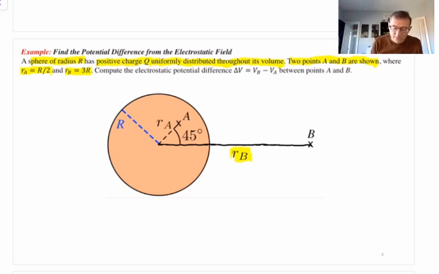Here's what we need to do. Compute the electrostatic potential difference, delta V, equal to VB minus VA. Note the order. Find that potential difference between points A and B. That is our task right there. Find that quantity. Symbolically, right? No numbers here, just symbols.